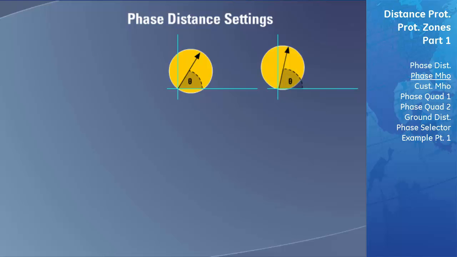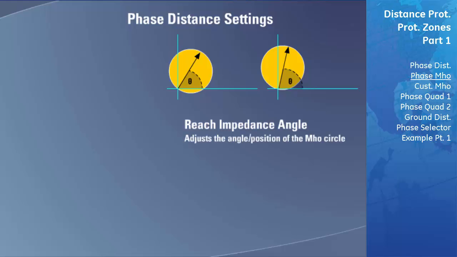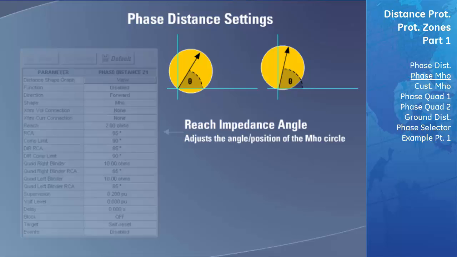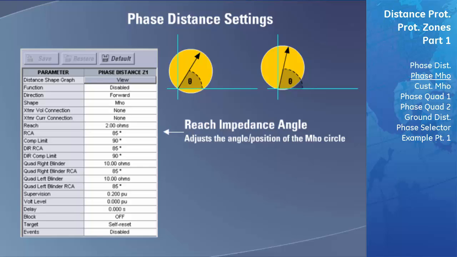The next component we will cover is the reach impedance angle. The angle of the reach impedance is used to adjust the angle or position of the MHO circle. This angle is entered in the field labeled RCA, which stands for Reach Characteristic Angle. This characteristic was known as the maximum torque angle on electromechanical relays.